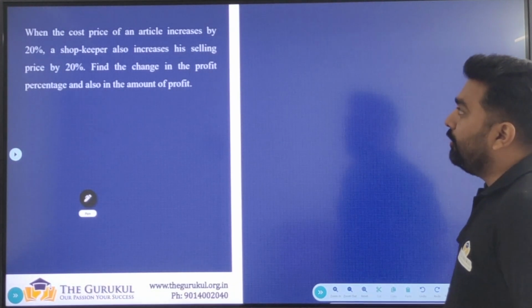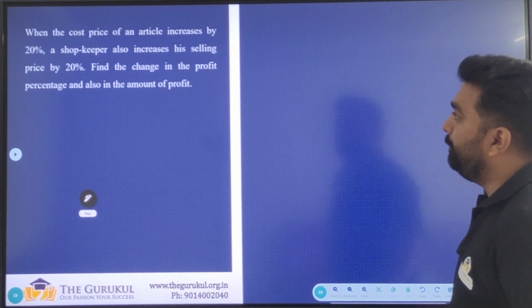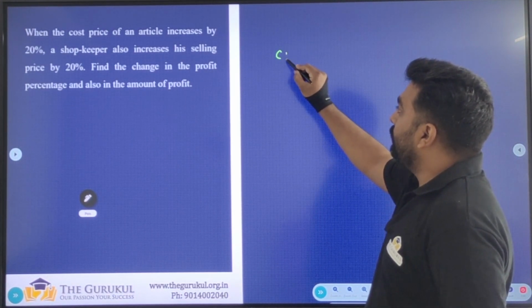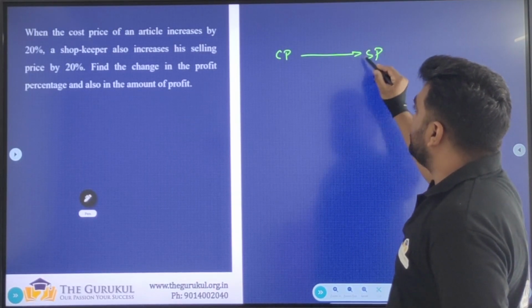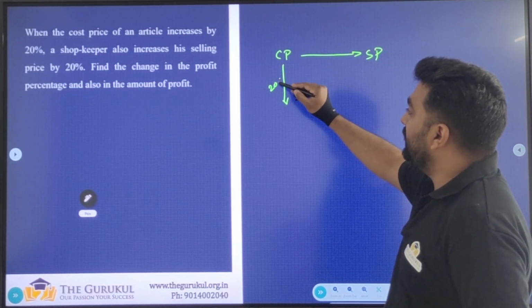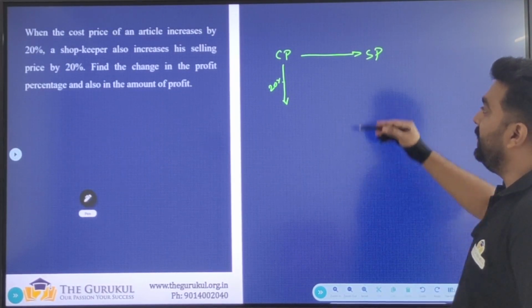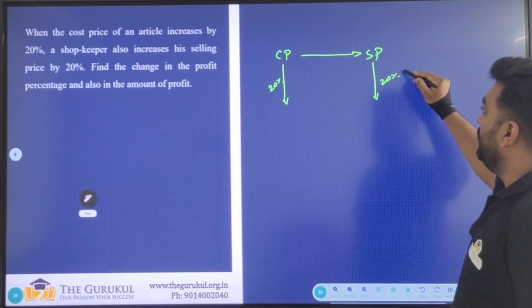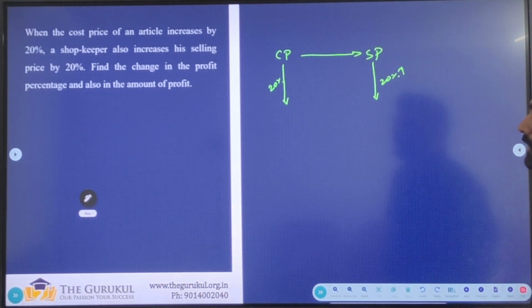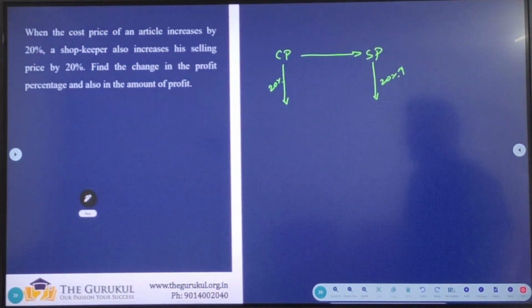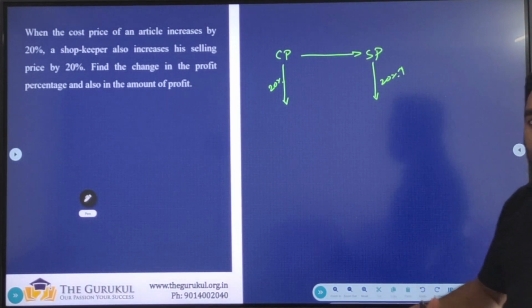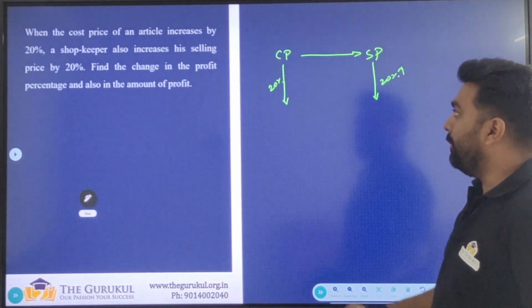When the cost price of an article increased by 20%, so I have cost price, I have selling price. When the cost price increased by 20%, the shopkeeper also increases his selling price by 20%. Find the change in the profit percentage, and also the amount of profit. They did not say anything with respect to values. So let us take some random values and see what is happening.